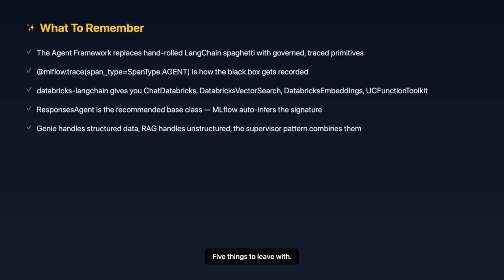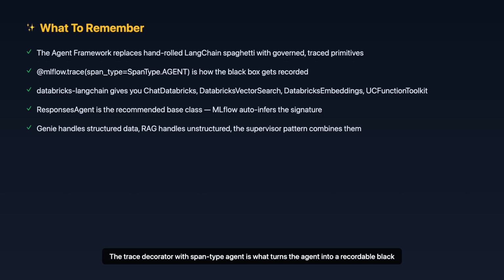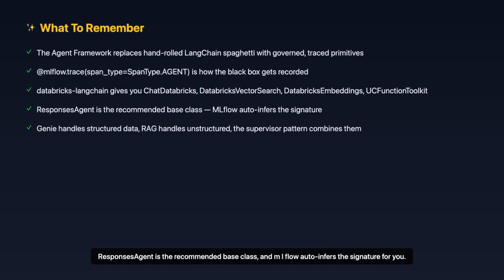5 things to leave with. The agent framework exists to replace hand-rolled LangChain scattered across repos with governed, traced primitives. The trace decorator with span type agent is what turns the agent into a recordable black box. The DatabricksLangchain package gives you ChatDatabricks, DatabricksVectorSearch, Databricks embeddings, and UCFunctionToolkit.